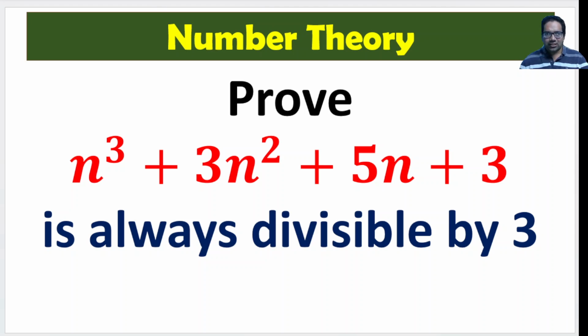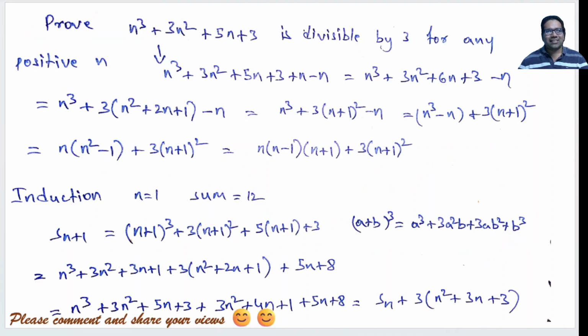Hi friends, here we have to prove n cube plus 3n square plus 5n plus 3 is always divisible by 3. Let us prove this in three different ways because it is divisible by 3 and the question is about 3. So that's why let's prove it in three different ways. Okay, now n cube plus 3n square plus 5n plus 3.